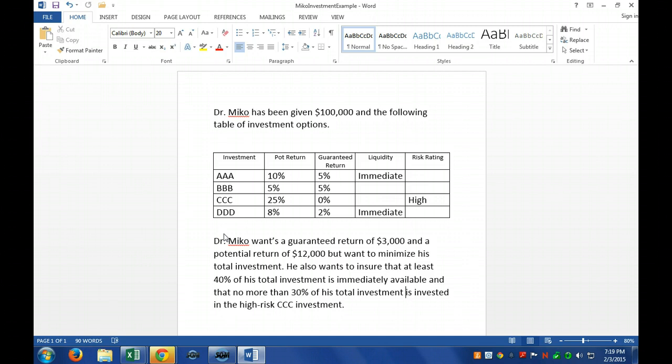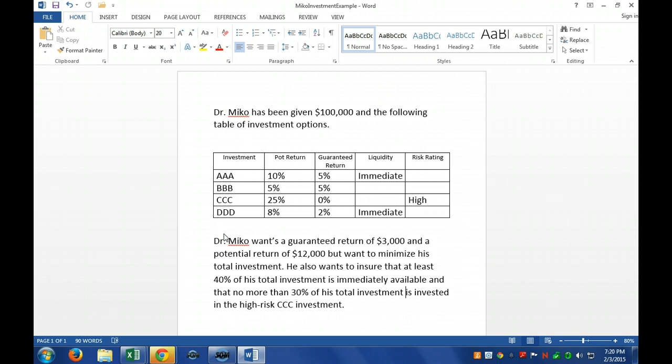But the next two sentences, or maybe that's one big run-on sentence, is something we don't have the tools to do at this point. So let's look at this one. It says, he also wants to ensure that at least 40% of his total investment is immediately available and that no more than 30% of his total investment is invested in the high-risk CCC investment. So that's actually two constraints. Let's take them one at a time.